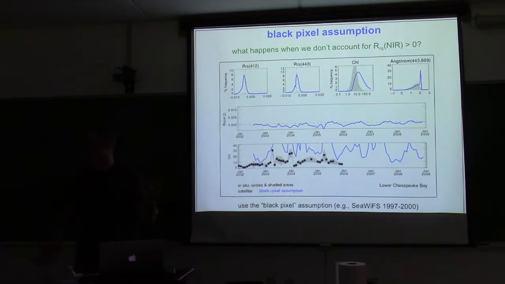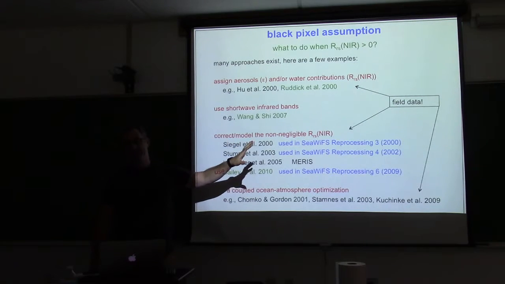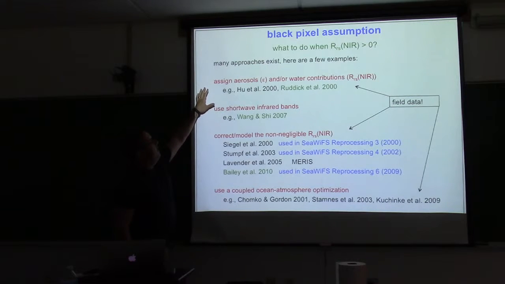Okay, so we need to account for this. How do we do that? Well, a lot of smart people have spent a lot of time thinking about this problem. Many approaches exist. I will step quickly through a lot of them. But they fall into a couple of generic flavors, many of which require field data. First is that you can just effectively say, I know what the signal in the near infrared is, and I have a pretty good idea what the aerosol is, so I don't need your atmospheric correction. I'm just going to plug those numbers in.